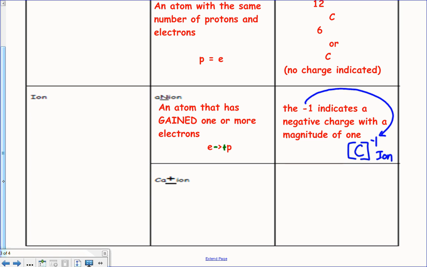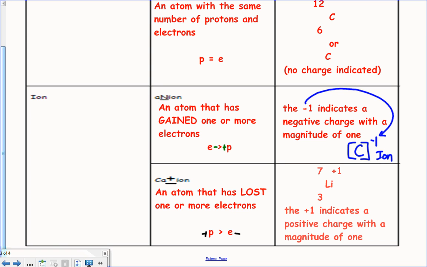A cation is an atom that has lost 1 or more electrons. Positive protons are greater than negative electrons. That would look something like this: lithium with a positive 1 in the top corner. The 7 and the 3 are the atomic mass and the atomic number. Notice how the positive 1 here indicates that there are more protons than electrons, a positive charge with a magnitude of 1. You can have a plus 1, a plus 2, a plus 3, 4, 5, many different variations on what charges you can have.